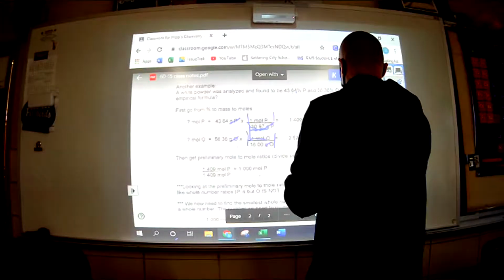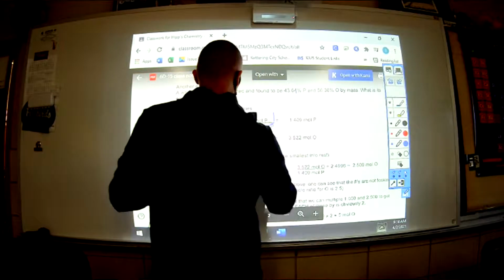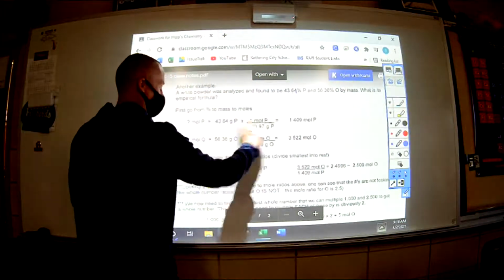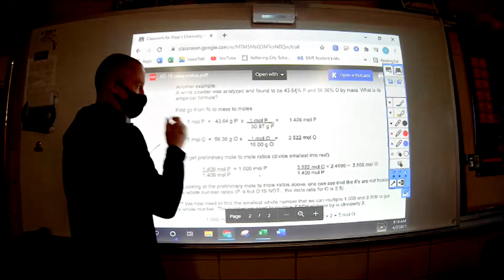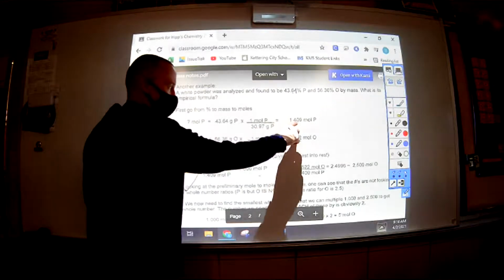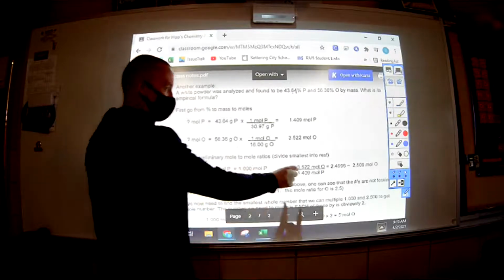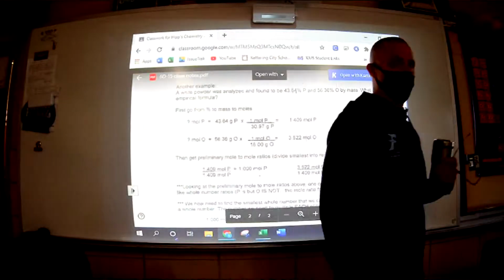But when we then go to get the mole-to-mole ratios, what's the smallest moles there? 1.409. That's the smallest one. So we divide it into both, and this time we get 1 and 2.4.